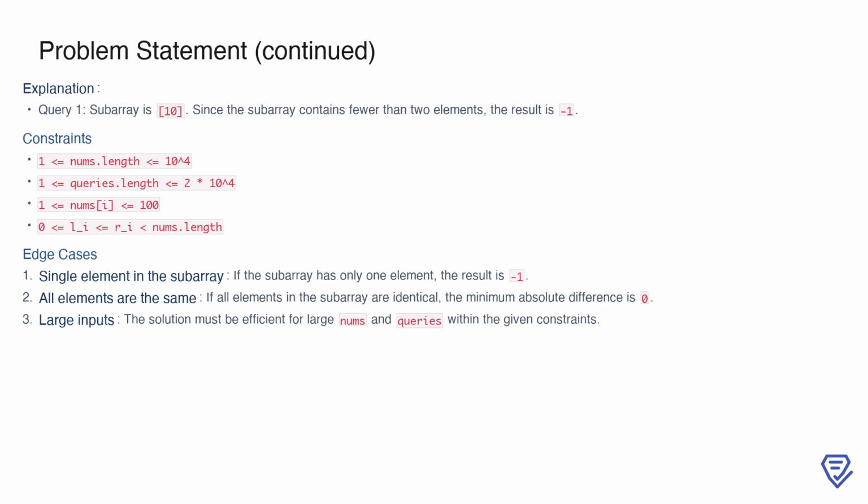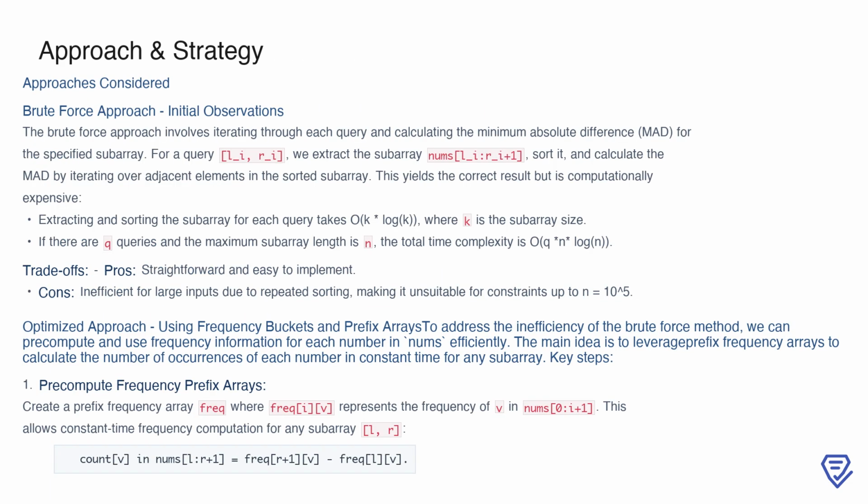meeting performance requirements. To solve the minimum absolute difference queries problem, we first consider the brute force approach. In this method, for each query, we extract the relevant subarray from the list, sort it, and calculate the minimum absolute difference by comparing adjacent elements in the sorted subarray. While this approach is straightforward and guarantees the correct result, it is computationally expensive.